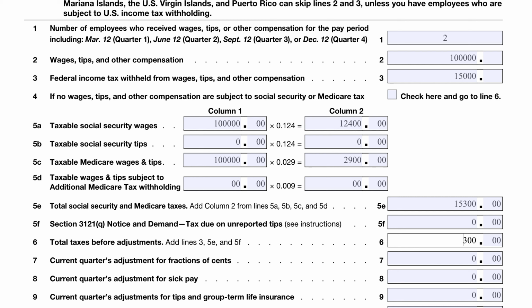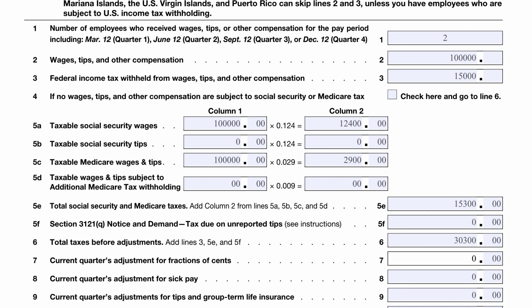So I pre-filled this form out and I made some mistakes that I'll be correcting during the rest of this video, so bear with me. Lines 7, 8, and 9 are adjustment figures. So line 7 has to do with rounding of calculations for fractions of a cent when it comes to the Medicare withholding or the Social Security withholding.